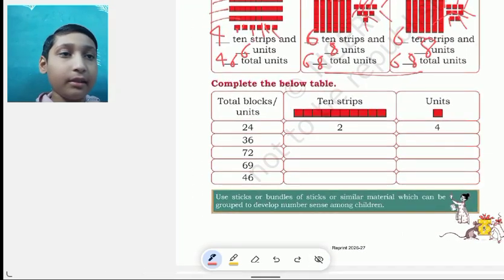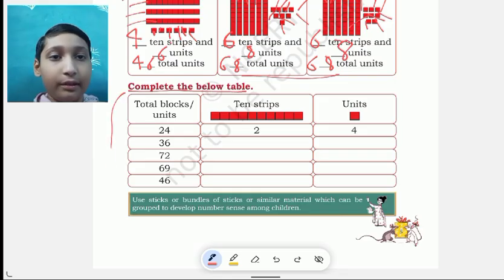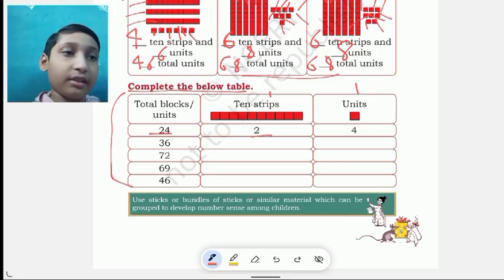Now complete the below table. So this is a table and we have to write how many tens and units. So okay, 24. This is the example. There's 2 tens and 4 units. Now I got 36. So here the starting number is 3, so we'll write 3. And then the end number is 6, so we have to write 6.